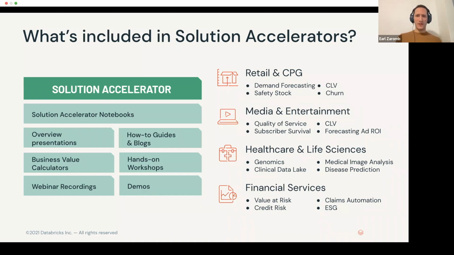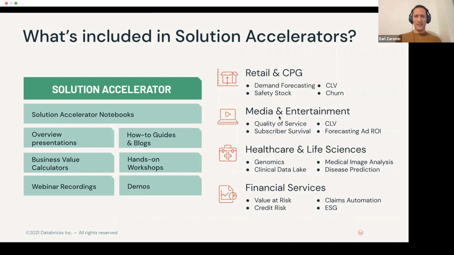I think the other thing too is that there's a buffet of solution accelerators out there that will provide something for everyone. So we have solution accelerators for a wide variety of industries, from retail to healthcare to financial services and media and entertainment. And this is just a very small sample of the ones that are out there. We also work with a lot of our partners who have also published solution accelerators, and we release them on our website. So there's really a plethora of content available.